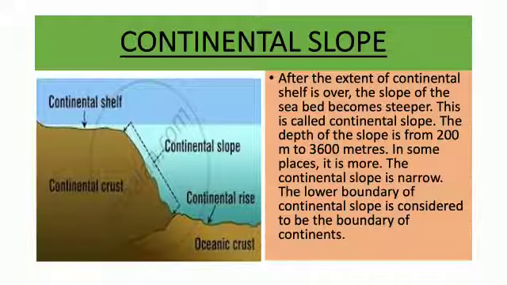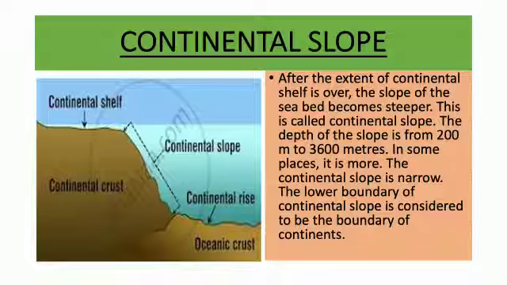So children, you can see the diagram on the screen that continental slope is considered to be the boundary of the continents. After that we can see the oceanic crust. Continental shelf and continental slope are in the continental crust, and after the continental slope it is the boundary of continents. Then the oceanic crust we can see in the diagram also.